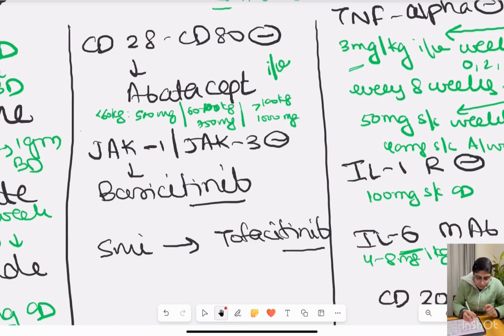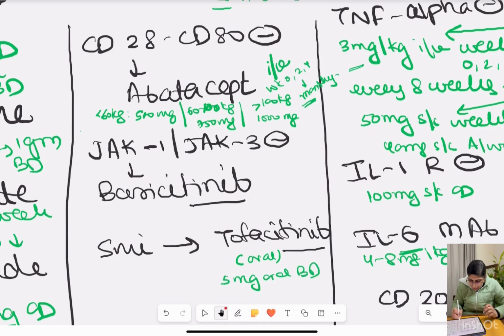And we give it IV. So IV, the dose is week 0 to 4 and then monthly, right? Tofacitinib is an oral medication, 5 milligram oral BD. Very important to remember this. This is the only oral biologic, right?